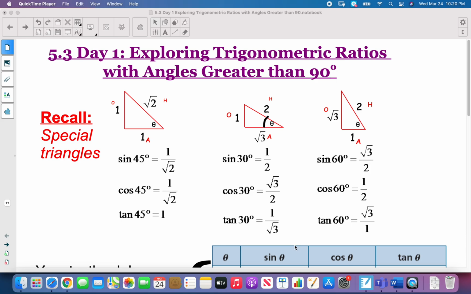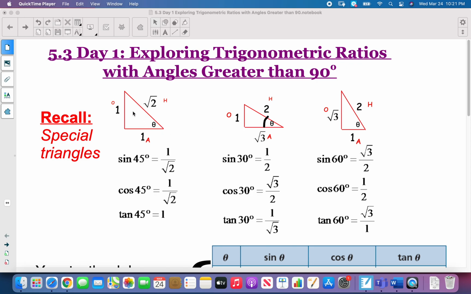5.3 Exploring trigonometric ratios with angles greater than 90 degrees. So we have special triangles that give us the exact trig ratios for the angles of 30, 45, and 60. And these are the special triangles.